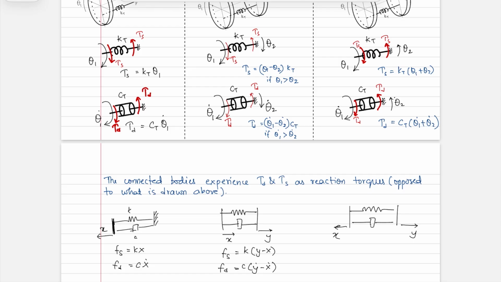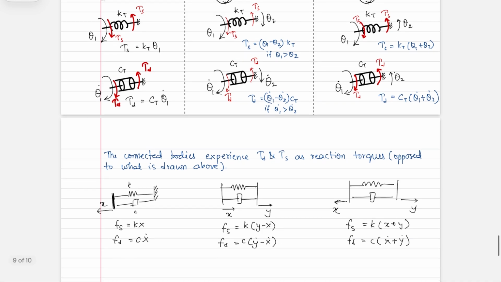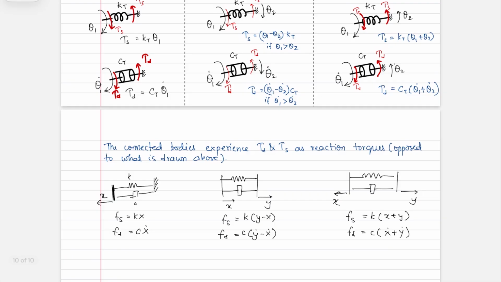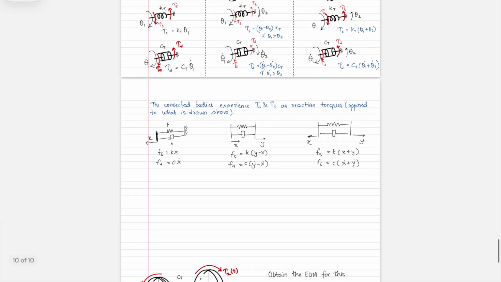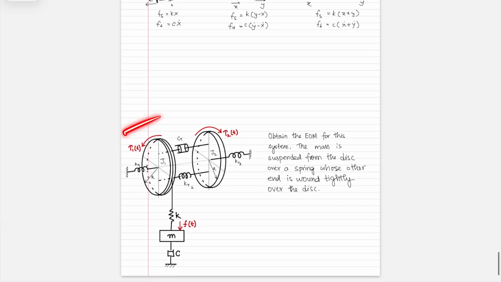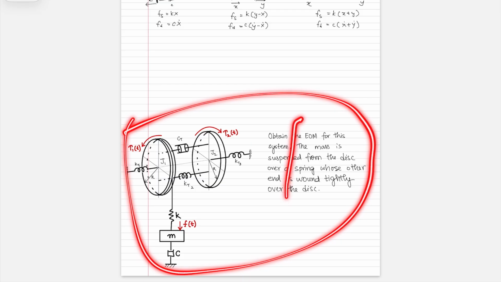On the right side for case 3, it was fs being equal to k times x plus y and fd being equal to, sorry, c times x dot plus y dot. Of course, this would be in tension regardless of the value of x and y based on the direction that is chosen. Okay, so this is how you can relate what we're now studying for torsional systems with what we looked at for linear translating systems. With that, let's study this system over here.